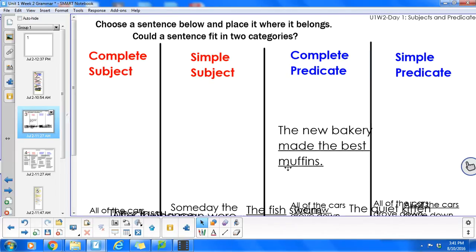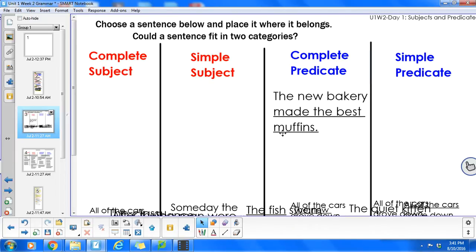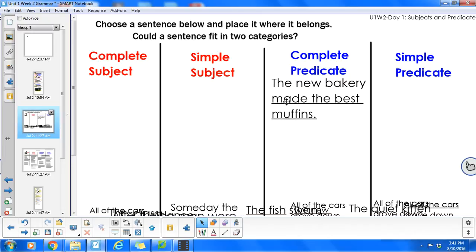The new bakery made the best muffins. That is a complete predicate here, made the best muffins. What about this one? The new principal played tag. That one's a complete subject. It has all the words that are included in the subject.